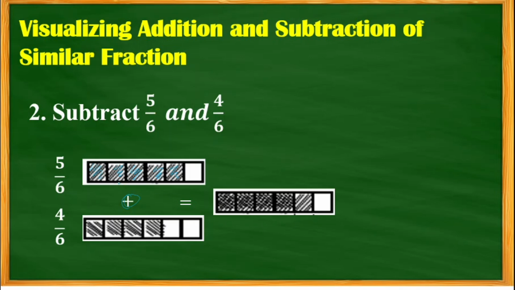So let's write the 5/6: 1, 2, 3, 4, 5, and 6 equal parts. And then combine the 4/6. As you can see, we have a double shaded region. This would be the non-shaded region. So now the final answer would be 1/6, because we have one non-double shaded region. So we have 1/6.